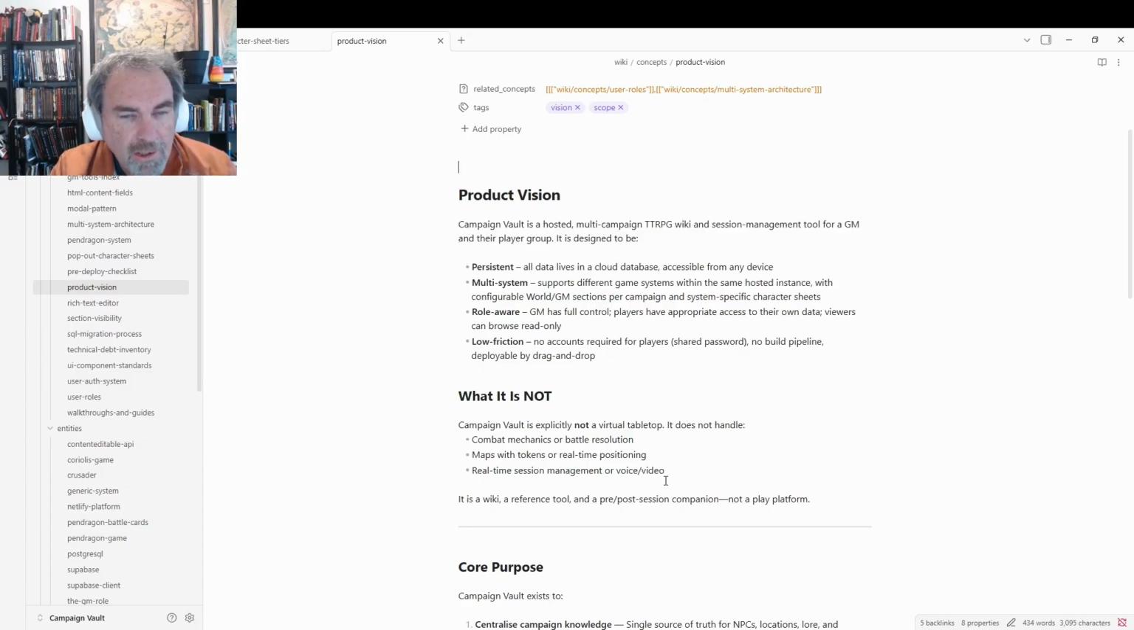I made some really clear decisions about what it would not do. I didn't want it to do battle resolution. I didn't want combat mechanics. I didn't want token management. I didn't want real-time positioning, and I didn't want voice and video or any of those sorts of things, as I've already had other tools for doing that, in particular Zoom.